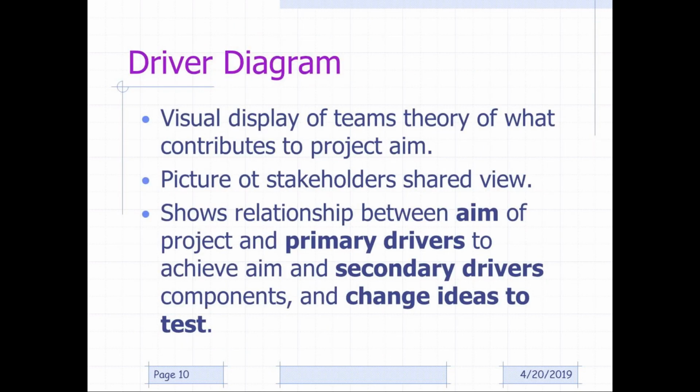So a driver diagram is a visual display of teams' theory of what contributes to a project aim. A picture to stakeholders is a shared view. It shows relationships between the aim of a QI project and the primary drivers to achieve the aim, and secondary components and change ideas to actually test within a QI project.